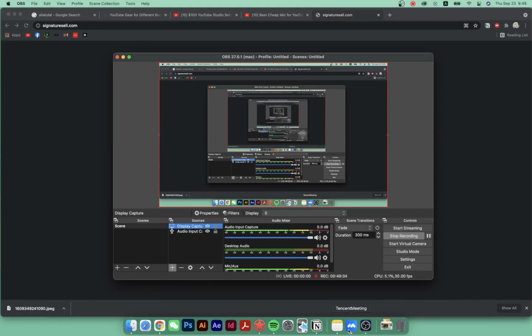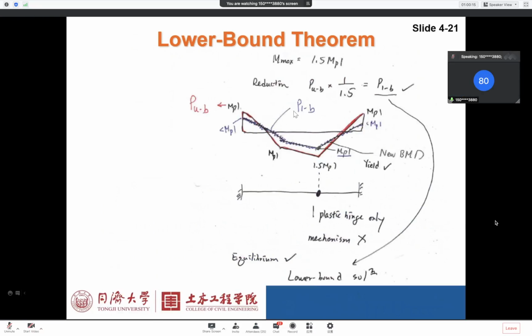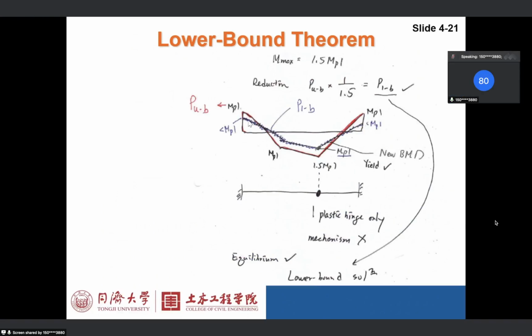I think the only thing you need to do is to check this diagram, okay? The red line is the bending moment diagram when you get the upper bound solution, right? And then all you need to do is scale everything down until the yield condition is satisfied, right?